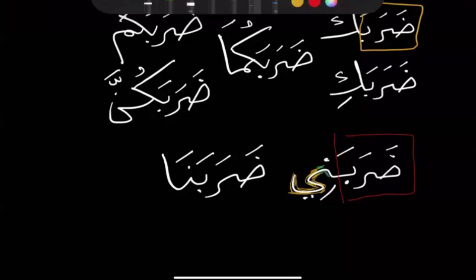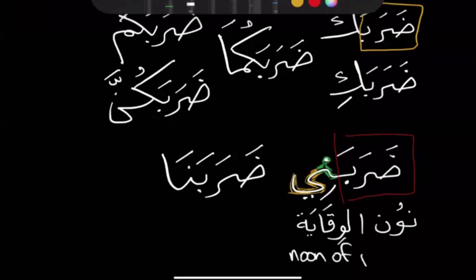The noon here is called noon al-wiqaya. This means the noon of protection or the noon of shielding. That noon is a barrier between the verb and the yaa.